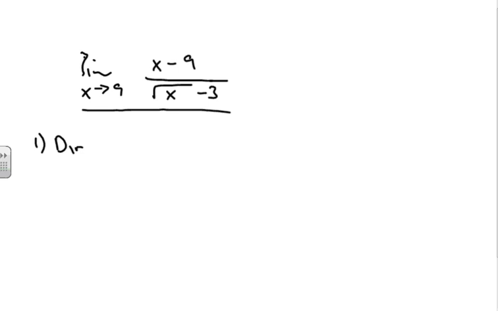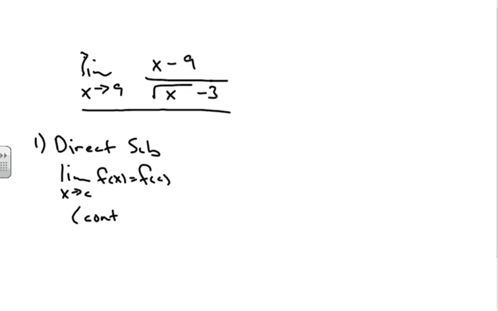If it's continuous at C, as x approaches C, then direct substitution will work. Direct substitution literally is where we take the limit as x approaches C for the function, and that should equal f of C. This only works if the function is continuous at C. So we're going to first test that out.